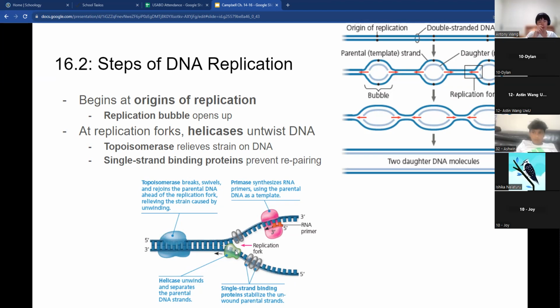Finally, there's topoisomerase. Helicase will continuously twist the DNA to unravel it, and that might cause supercoiling, which means the nucleotides in front of helicase, right here, get very tangled, and sometimes if they're too tangled, they'll snap. Topoisomerase's job is to cut out some stressed pieces of DNA and put them back in a way that relieves that stress so that the DNA molecules don't snap.